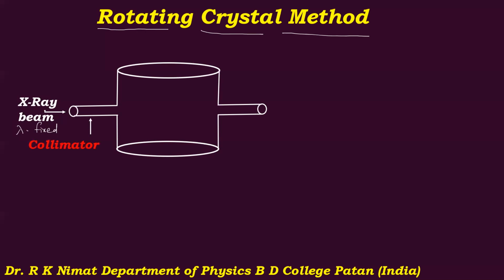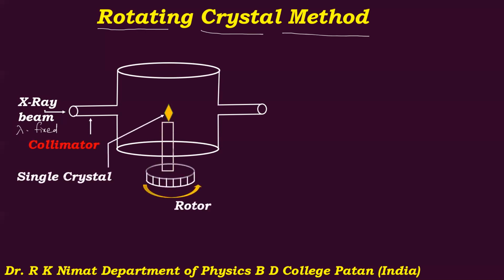Let me show the experimental arrangement. It is like this. So it is allowed to fall on this single crystal. By using this collimator, a fine beam of X-rays is obtained, and it is allowed to fall on this single crystal. The crystal is fixed to this spindle, and this rotor is used to rotate the crystal slowly through very small angles.